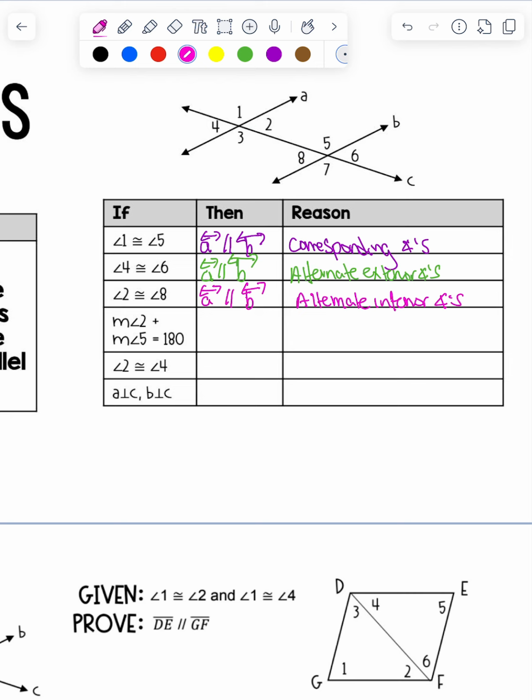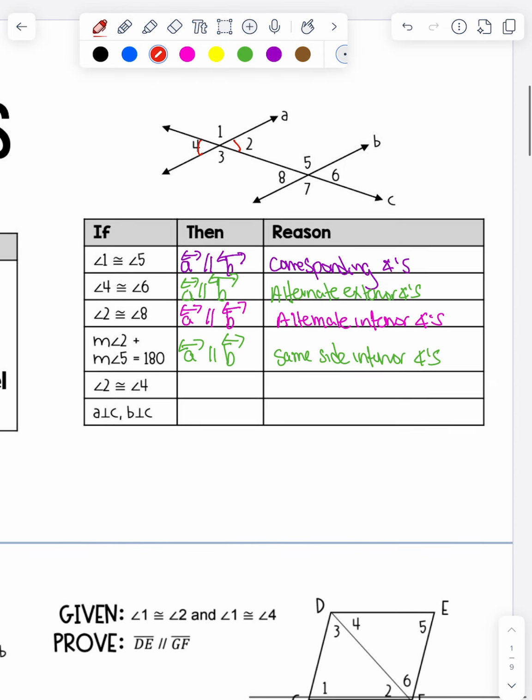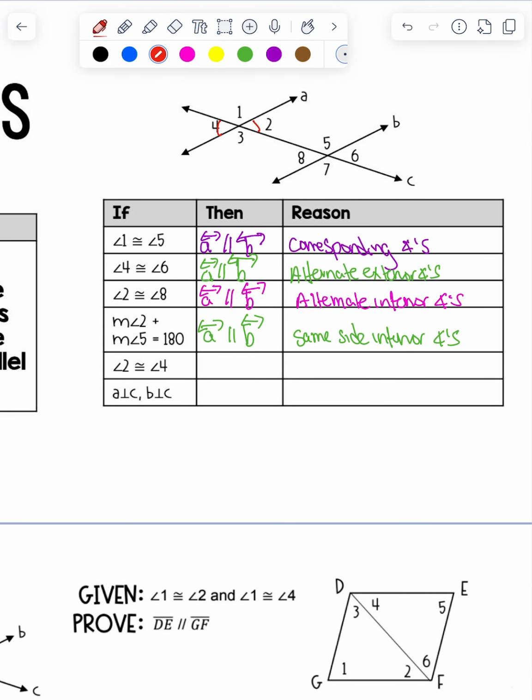Then it's saying if angle 2 plus angle 5 equals 180, well, that's another way of showing that we have parallel lines, because those are same side interior angles being supplementary. If same side interior angles are supplementary, that proves that lines are parallel. Angle 2 and angle 4? Well, that doesn't prove the lines parallel. Angle 2 and angle 4 are just vertical angles.